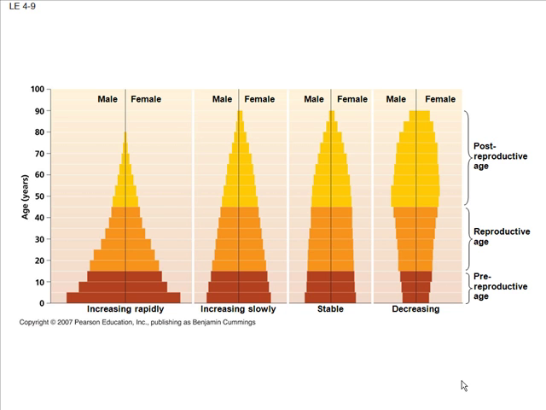There's a lot of organisms in that pre-reproductive age and reproductive age. And as you go across, you can see the next population over is increasing slowly. The third population over is stable, and the last population has very few organisms in the pre-reproductive age compared to the post-reproductive age, and that population is actually decreasing over time.